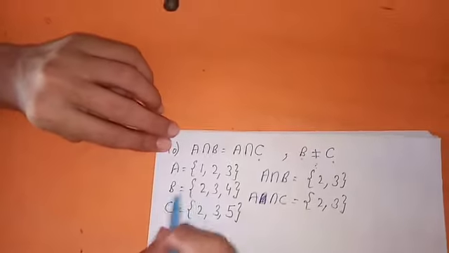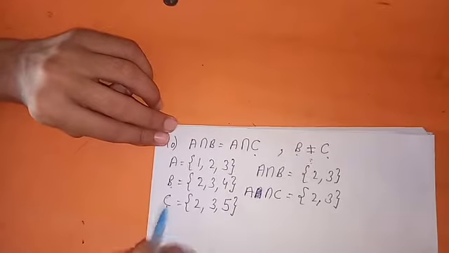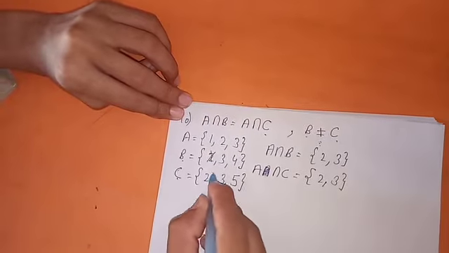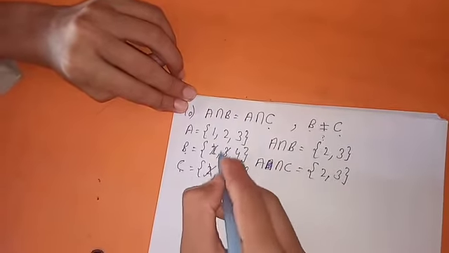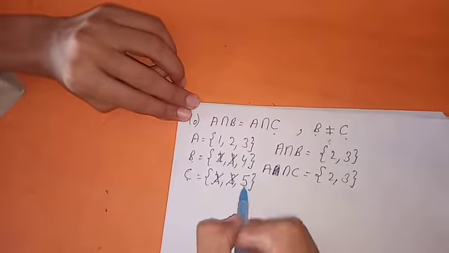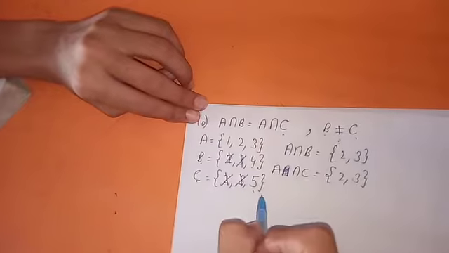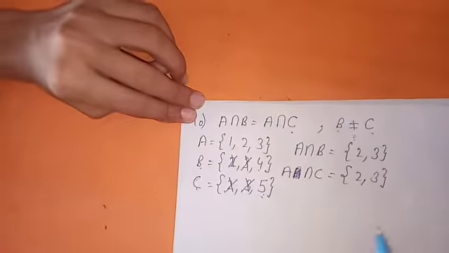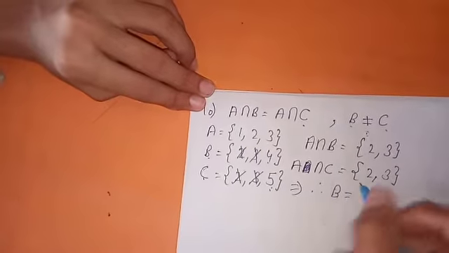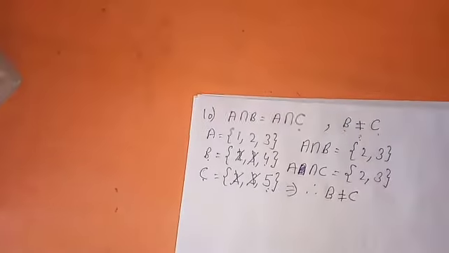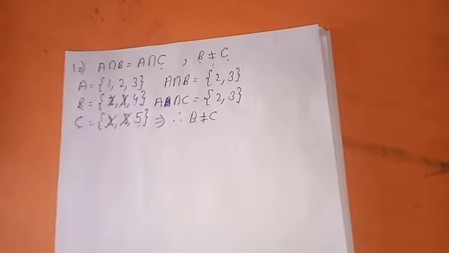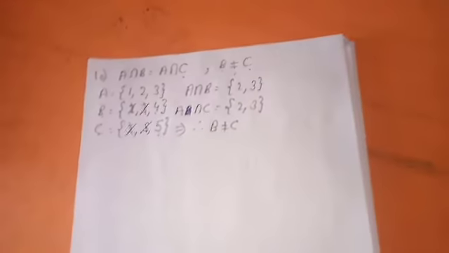But check, is set B equal to set C? Look, set B has 2, set C also has 2, 3, 3, but set B has 4, which is not in set C, and set C has 5, that is not in set B. So that means what? B is not equal to C. Okay, in this we have to prove this only.